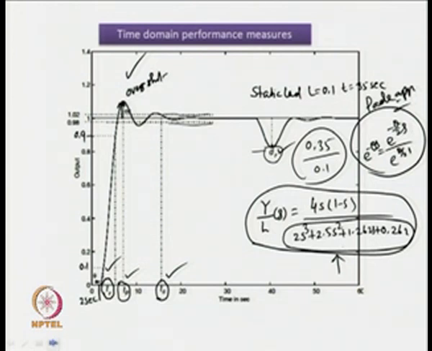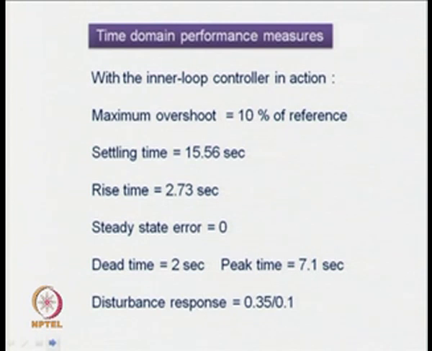Now, let us see what the exact measures of those time domain performance measures are from the simulation result. The simulation result with both the controllers in the loop gives us a maximum overshoot of 10%, settling time of 15.56 second, rise time of 2.373 second, steady state error of 0, dead time of 2 second, peak time of 7.1 second, and disturbance response of 0.35 upon 0.1.